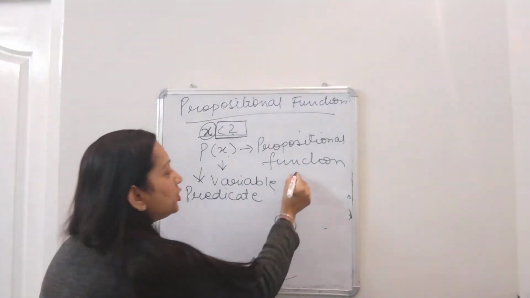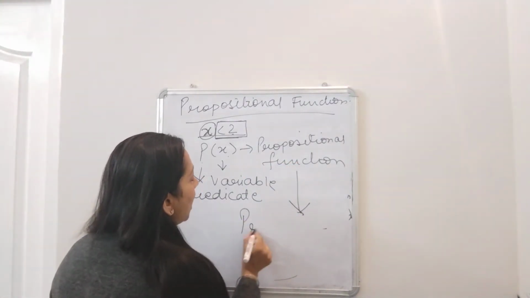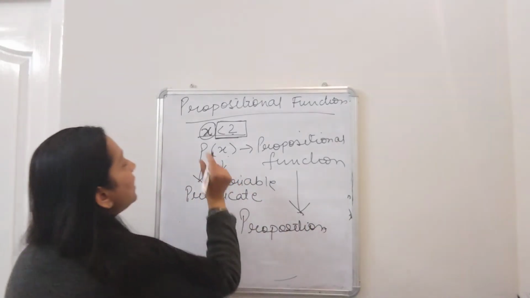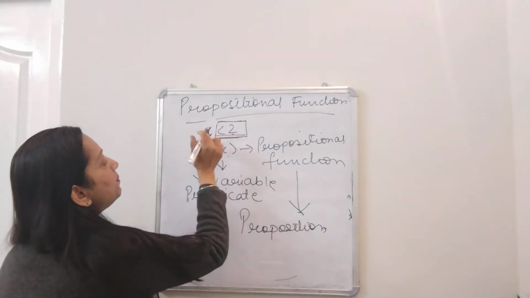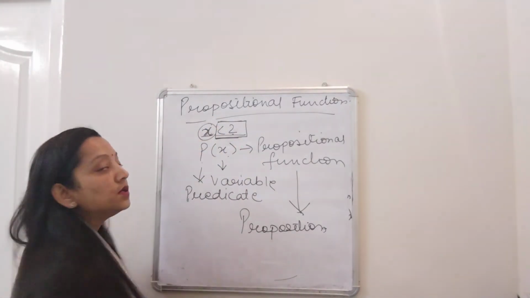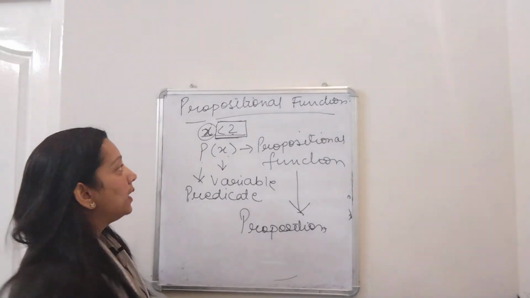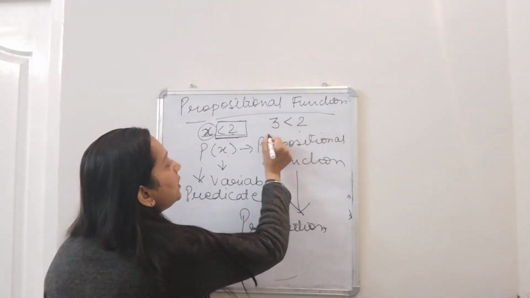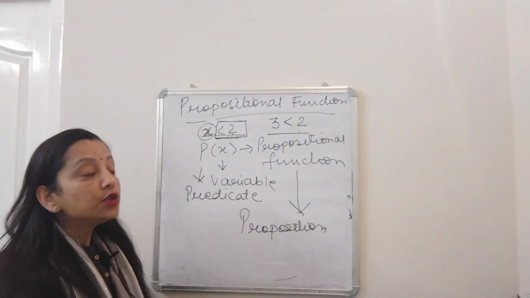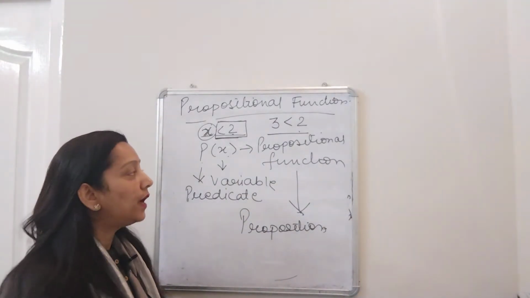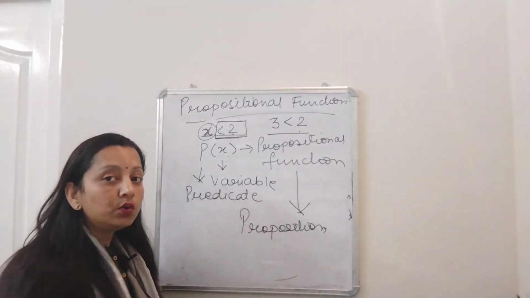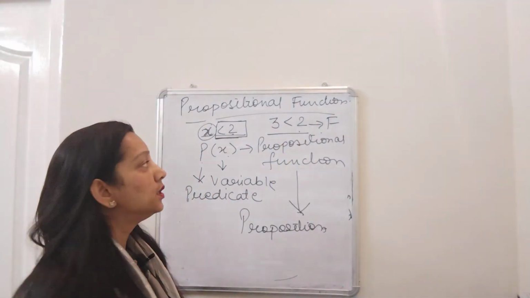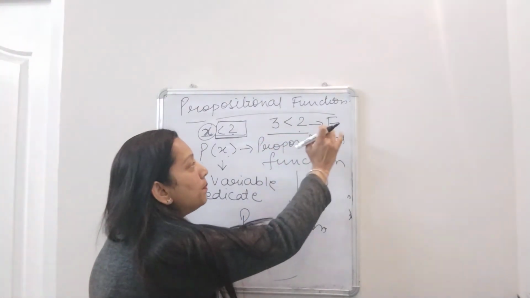Now this propositional function can become a proposition if I replace this x by a certain value. For example, if I replace x by 3, this becomes 3 is less than 2. Now it has a fixed truth value. Is it true or false? No, this is false. So now I can call it a proposition.